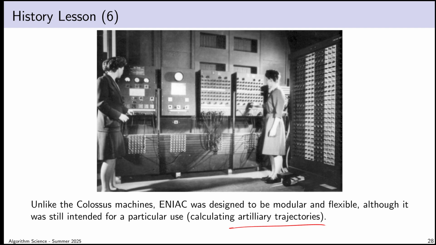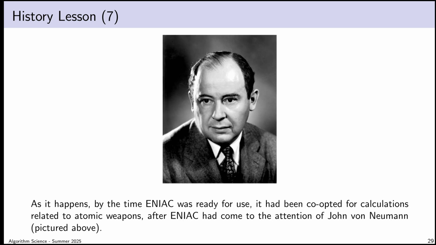But the idea was ENIAC was designed with this thought that it might be reconfigured later for use by other computations. It was designed deliberately to be modular and flexible, and it took years to create it. And while it was being created, it came to the attention of this guy. So here he is again, John von Neumann. And as it happens, I've mentioned this already back in, I guess, lecture 9 or something. By the time ENIAC was actually finished, so by the time it was ready for use, von Neumann had found out about it, and von Neumann was involved in a lot of things, but one of the things he was involved with at the time was the Manhattan Project, the development of the atomic bomb.